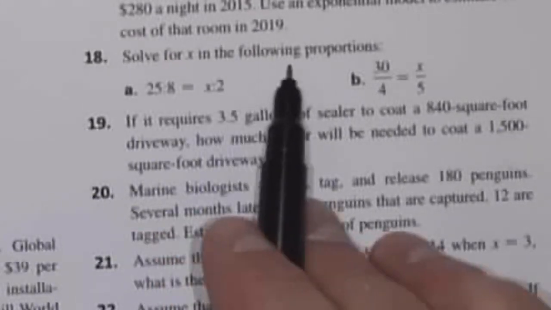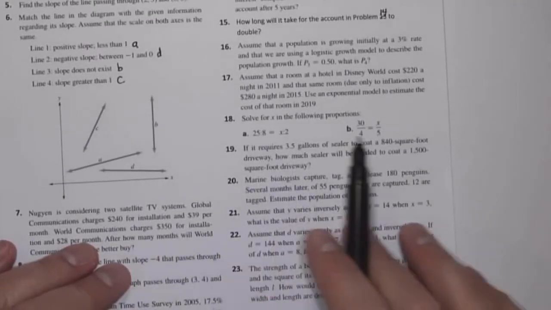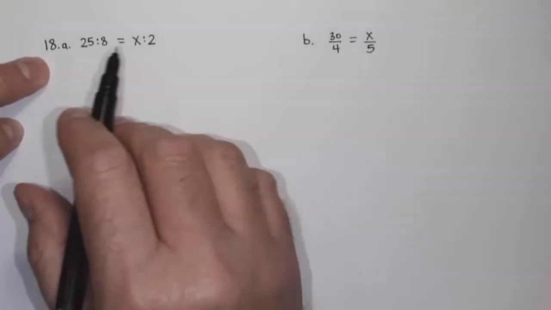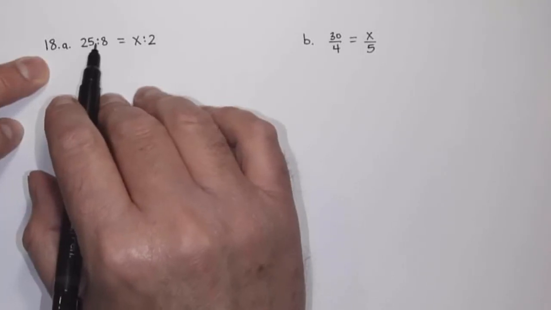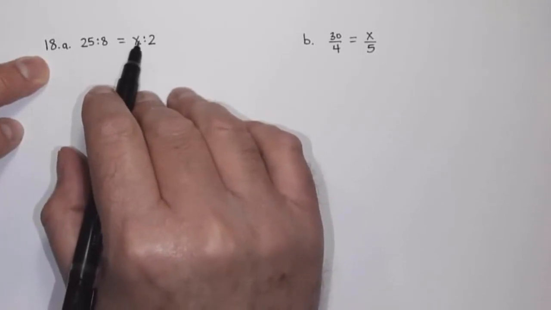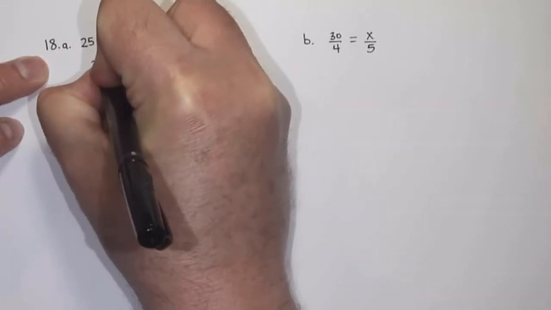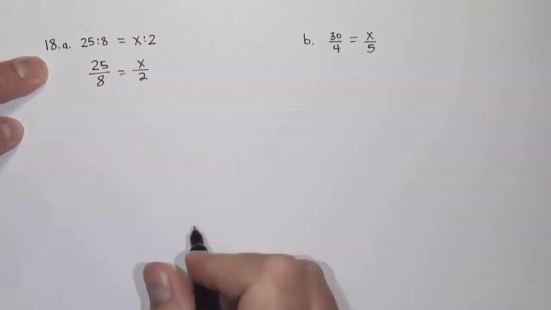Let's look on to number 18. Number 18, we want to solve the following proportions. Okay, so we have two different proportions that we want to solve. We'll do that again on a separate sheet. So if I bring in number 18, we have part A and we have part B. So part A, I'm going to rewrite it. We have the ratio 25 to 8 equals the ratio of x to 2. So this is a proportion, but I'm going to write that in fraction form. 25 over 8 equals x over 2.